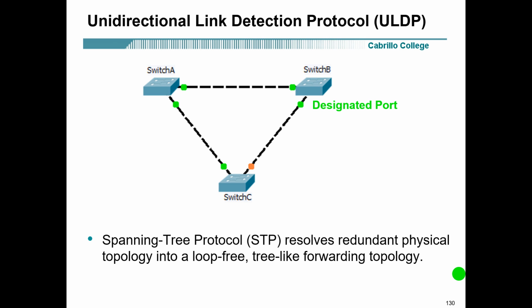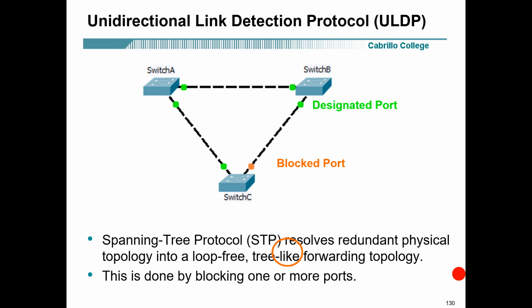So now let's look at Unidirectional Link Detection Protocol, or UDLD. STP resolves redundant physical topology into a loop-free, tree-like forwarding topology. Meaning, the link between switch B and switch C will transition to a blocked port, or a non-designated port, which is again the default option of blocked.